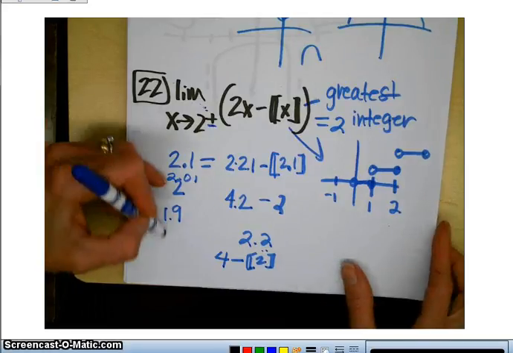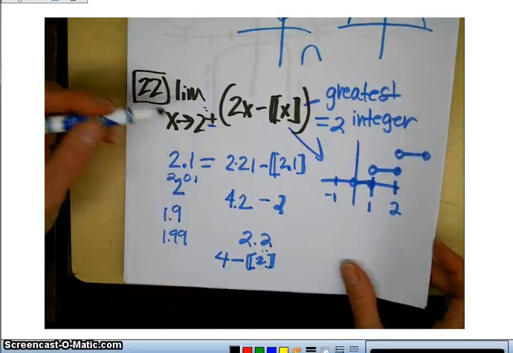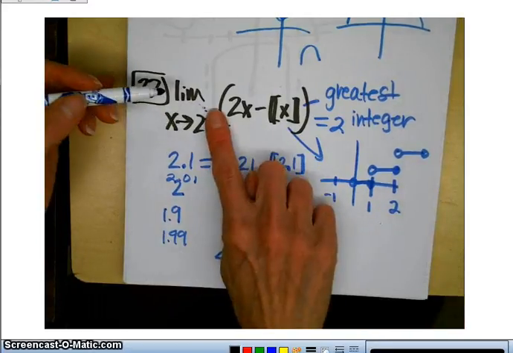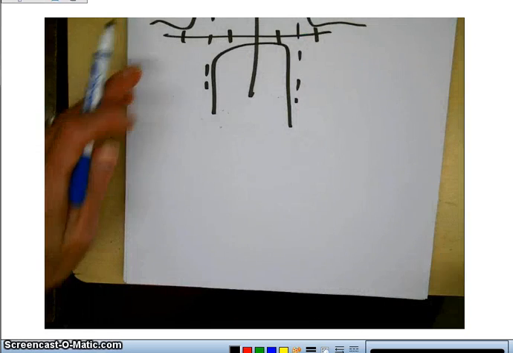So 1.9, 1.99, probably have to look at that. But guaranteed, if it were no plus or minus there, it would not exist. All right, so let's take a look at number 25.